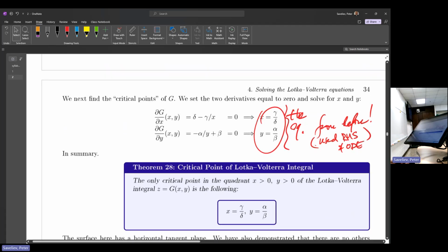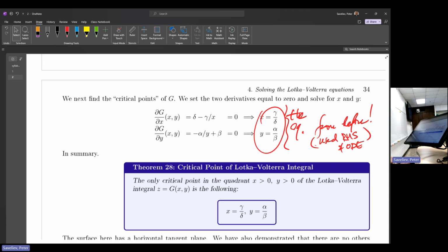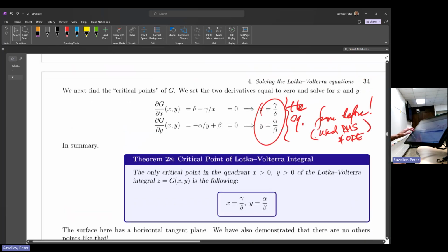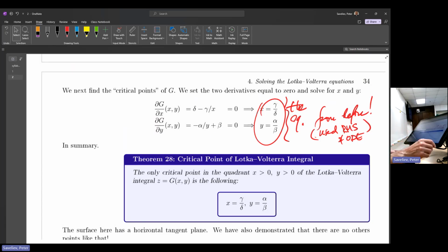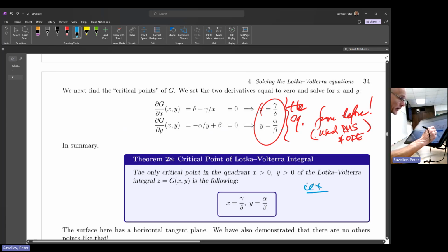So the only critical point is in the quadrant x larger than 0, y larger than 0, and the local integral is the following: these x and y are made of those four parameters. Certainly you can look at it and see how increasing gamma moves x in a particular direction. That's an exercise that you can carry out on your own: gamma goes up, delta goes up or down, and then what does it mean?